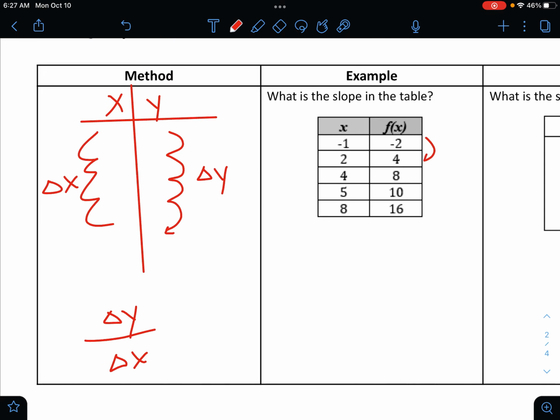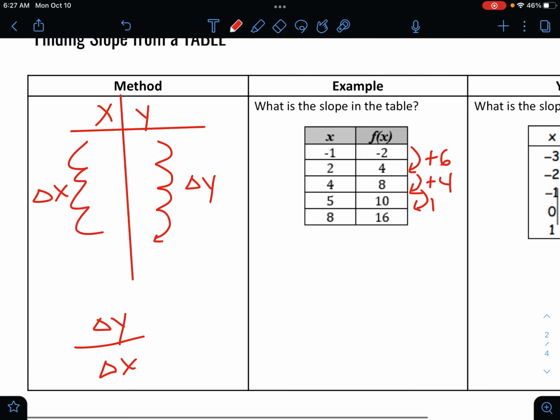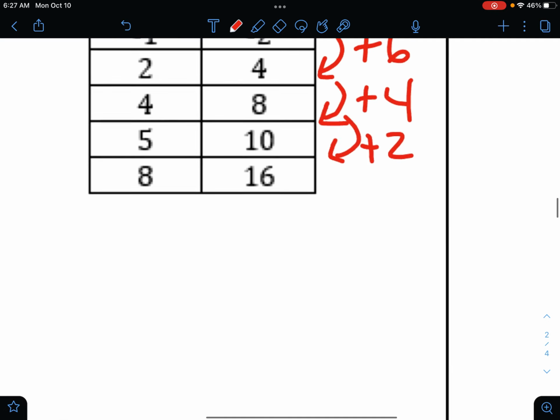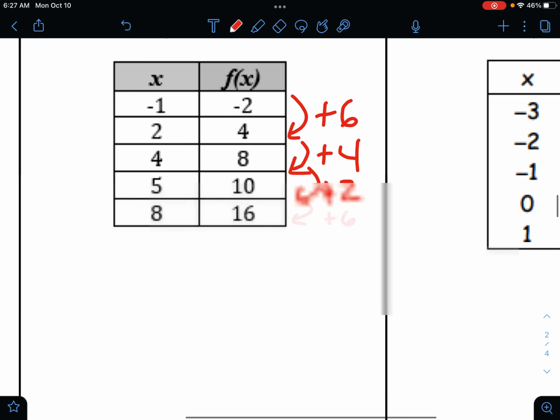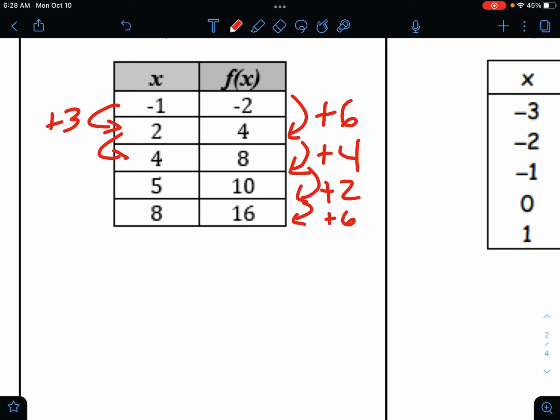So in this case, we go plus 6, plus 4, plus 2, and then plus 6. I didn't have the best handwriting on this, but you guys understand the point. Then we go up 3 on the left, up 2, up 1, up 3. Or I mean, it's all on the left. I don't know why I'm saying on the right.